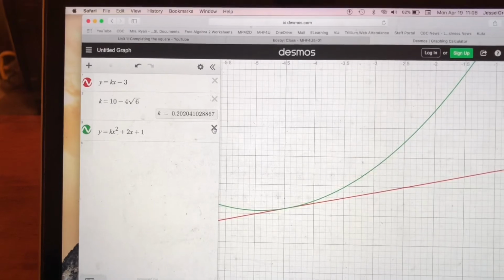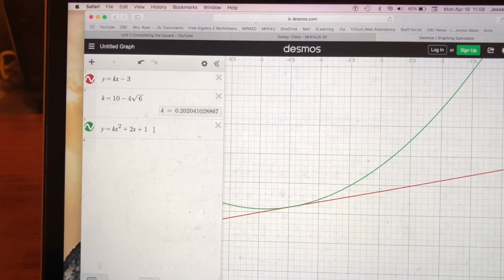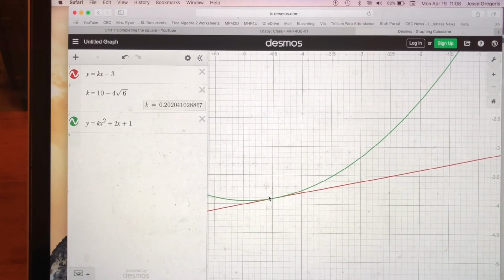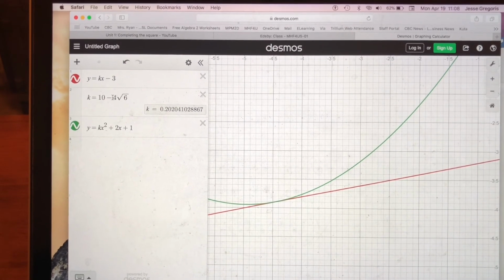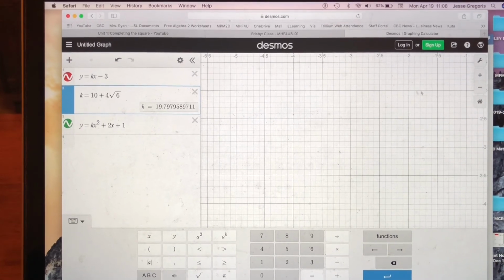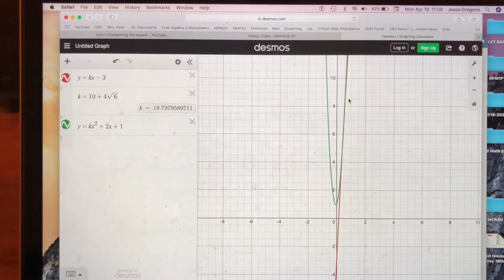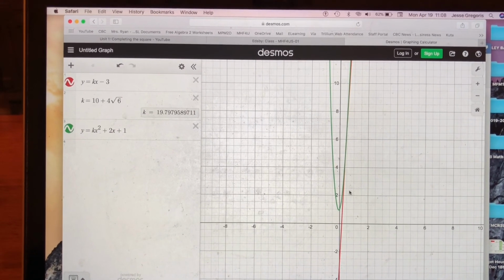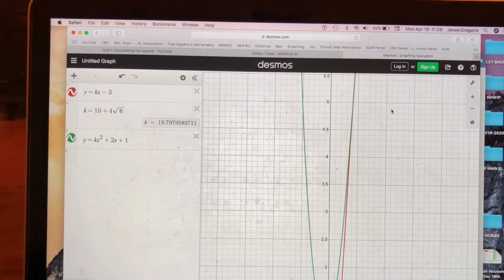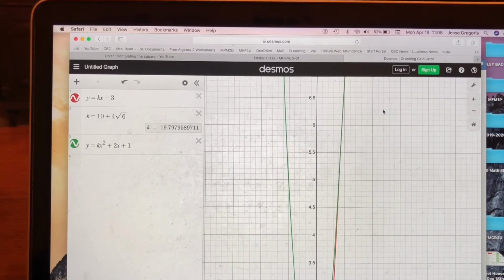I have my 2 things graphed. I have kx minus 3 and kx squared plus 2x plus 1. You can see that the graph of the quadratic and the graph of the line are tangent. They're tangent when I have k equals 10 minus 4 root 6. They're also tangent when I have k equals 10 plus 4 root 6. I'll just have to zoom out, change my zoom, and you can see that the red line doesn't ever cross the green line. I think I could zoom in a little bit closer to show it, but it is going to be a very, very tight tangent, so it'll be difficult to see.